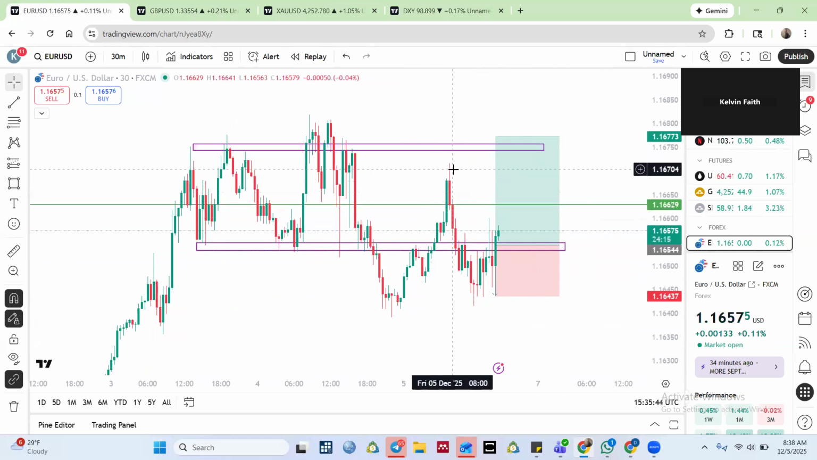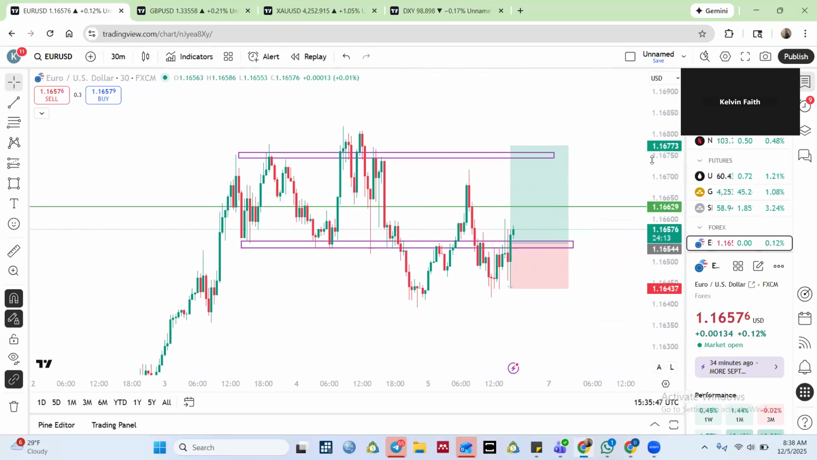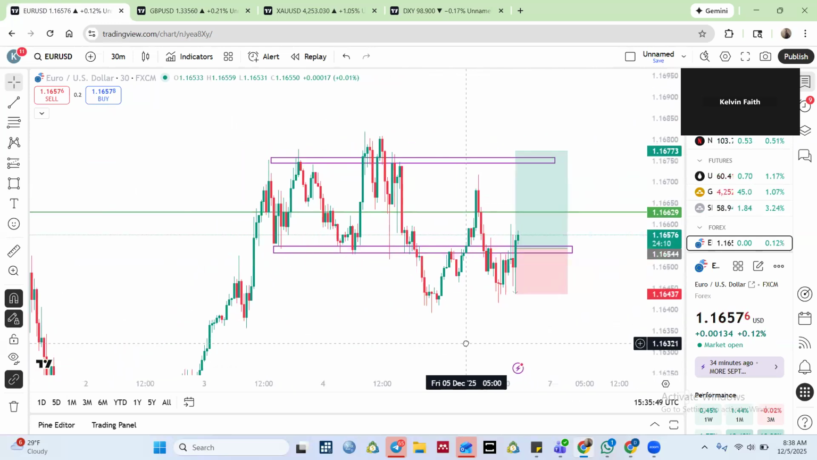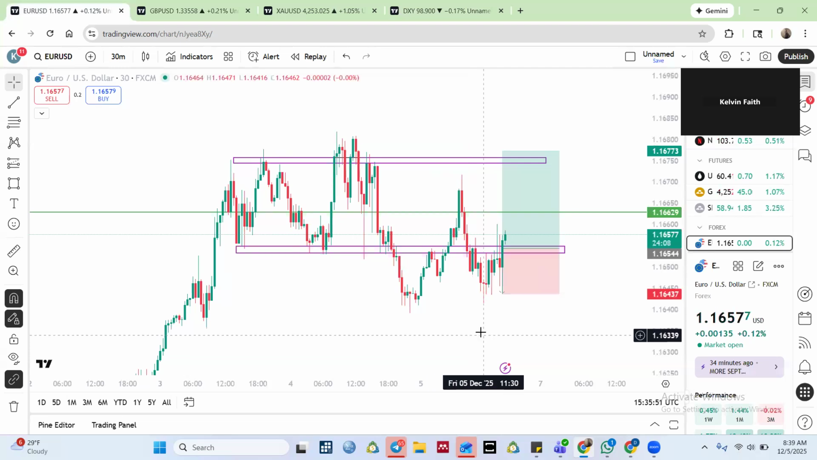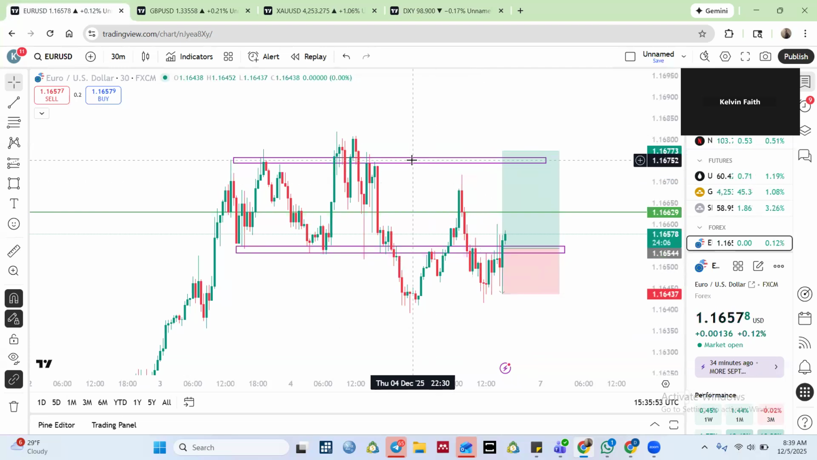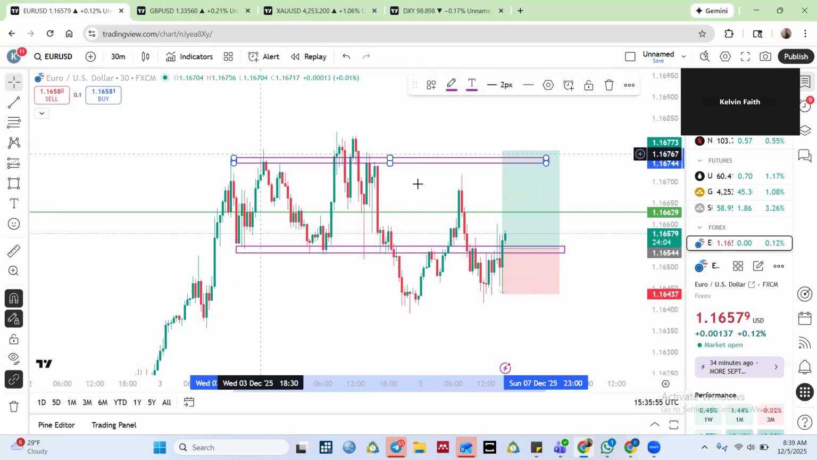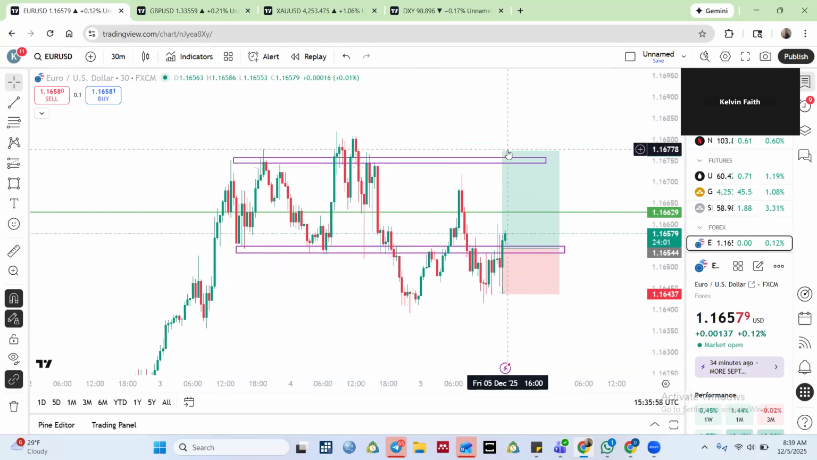But let's see. Today is Friday. I don't know if there's going to be a lot of activity or volume, but let's see if it's going to play out. But I will hold my buys if price is able to get up here and crash this resistance.